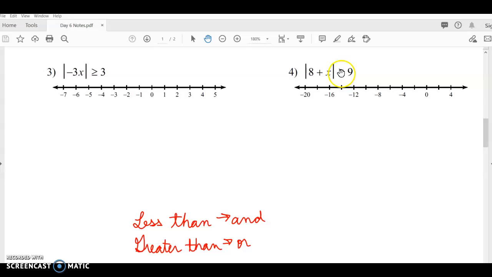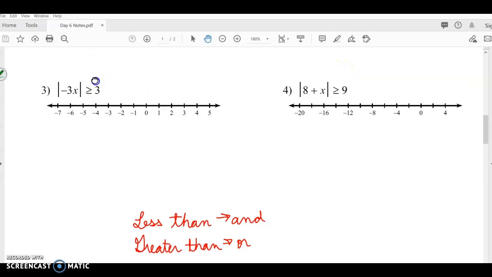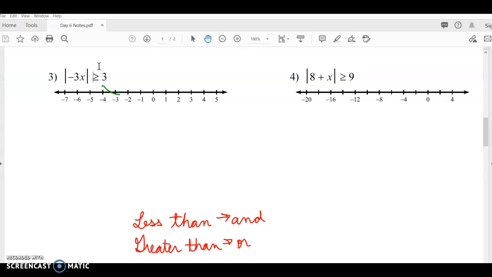So like here on number 3, this one is a greater than. Whoa, what happened with my pen? This one is a greater than. That is going to make an or. So we do -3x is greater than or equal to 3, like it's given, or -3x is less than or equal to -3. Because if your distance is going to be more than, let's say, 3 away, then you're going to be going to the outside.